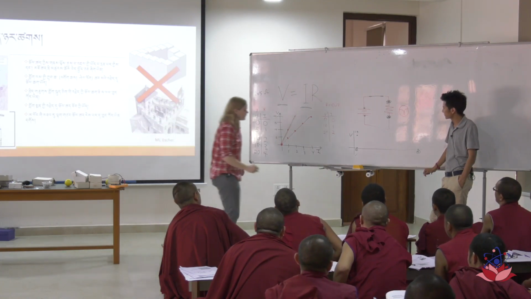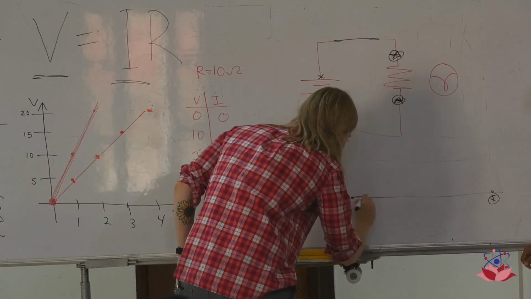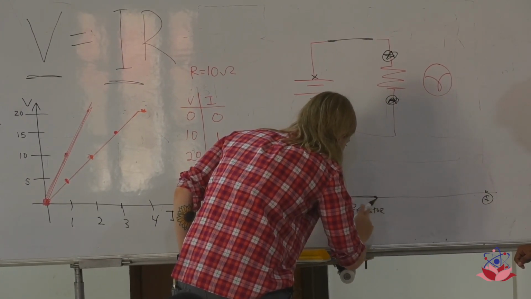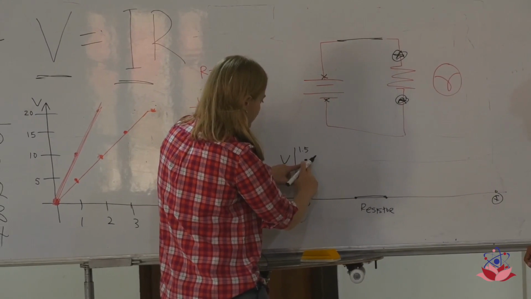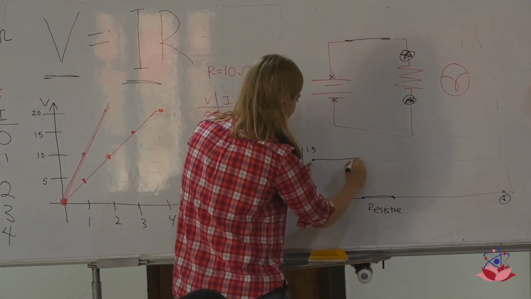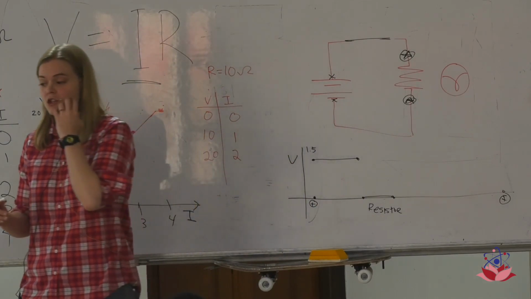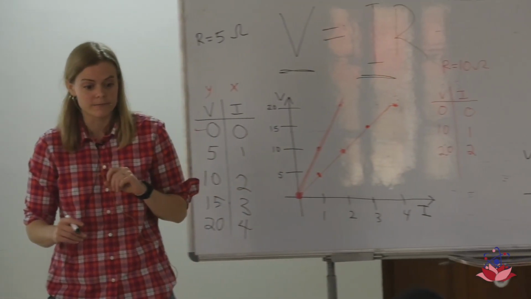Resistor. Okay. So let's just say that the resistor goes from here to here, sort of in space. And so the voltage is going to stay the same, okay? And then the rule is the voltage drop occurs over the resistor.